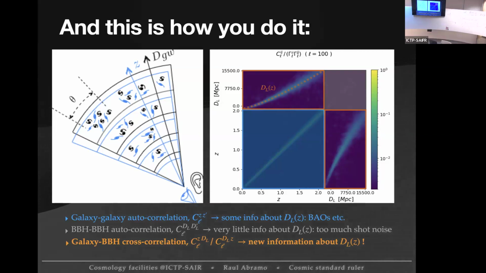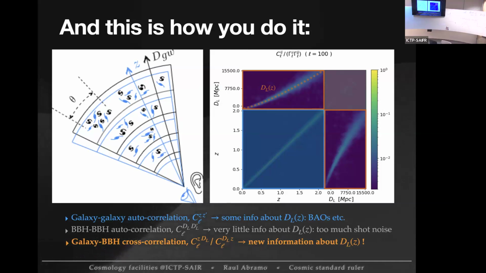Is the statement that there's not much information in the BBH auto because the signal is very low or because the noise is very high? This will also be the covariance for this dL of z. That's a very good question. There's no information that you can extract from the signal of that one, but of course, those 2 contribute to the covariance of the whole thing. Exactly.